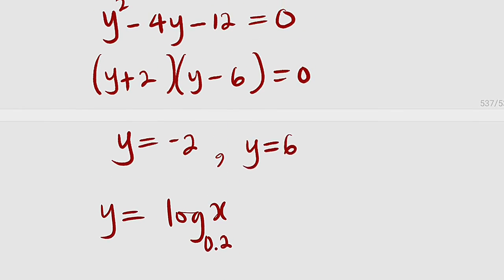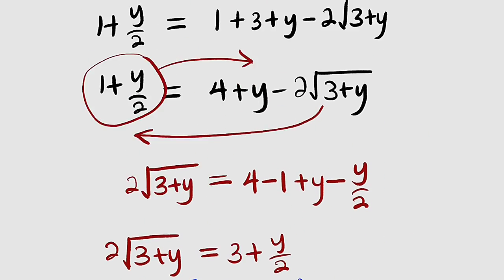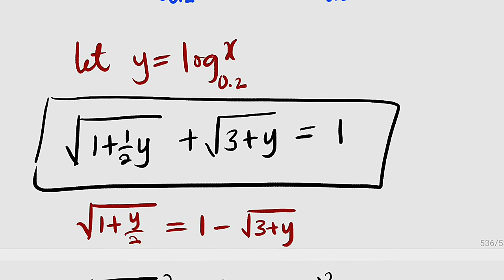Let me show you why we say that y equal to 6 will not work. Remember from this equation, if you plug in y equal to 6 here, you're going to obtain 6 times 1 over 2, which is 3. And 3 plus 1 is 4. Square root of 4 is what? 2 right here. And what about this one? If we plug 6 here, 6 plus 3 is 9. Square root of 9 is 3. So we have 3 right here. And if you add 2 and 3, you're going to obtain 5, not 1.